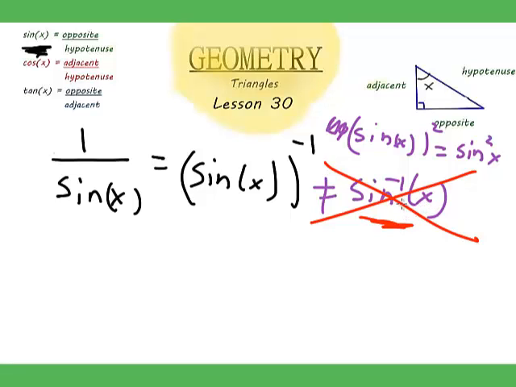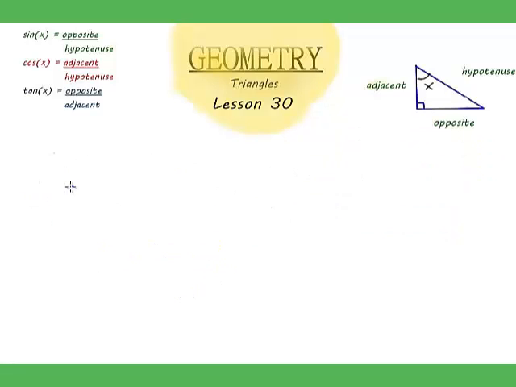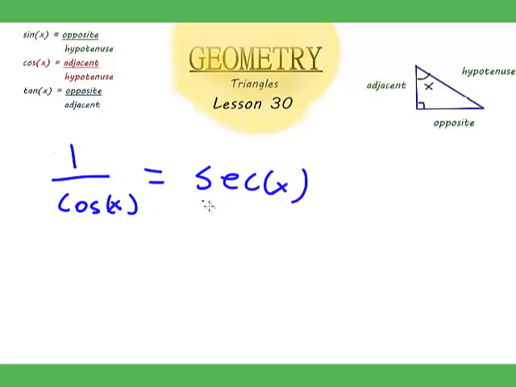So just remember this. There's actually an easier way to write it, instead of writing sine x inverse, or 1 over sine x. And this is cosec x. So cosec x is equal to sine x inverse. Now, similarly, 1 over cos x is equal to sec x. So cos x inverse is sec x.